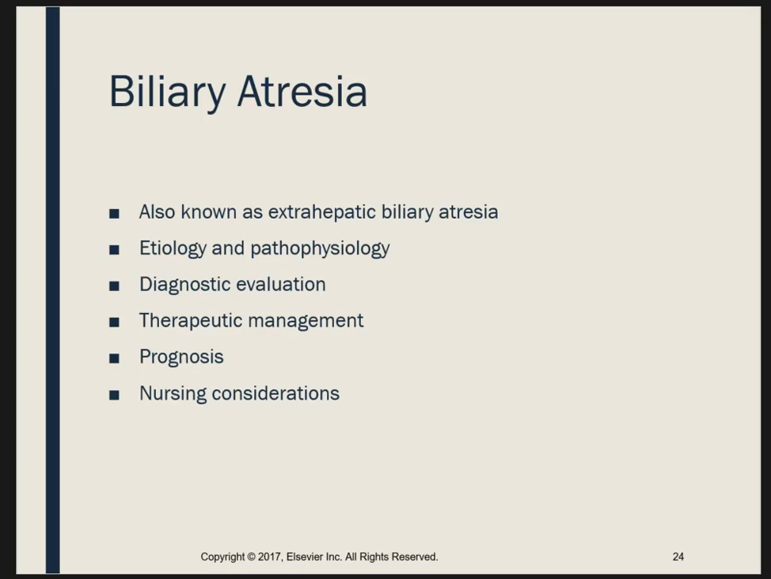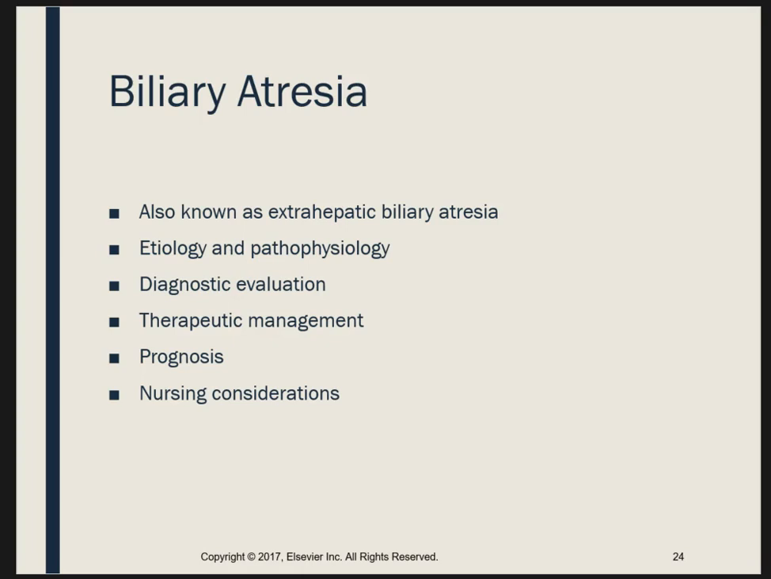Now, the prognosis, if untreated or not caught soon enough, is not that great. So we're looking at progressive cirrhosis and likely death by 10 years old. However, if it's caught early and children have the surgical intervention, then the long-term survival with the surgery jumps drastically to 75 to 90%.